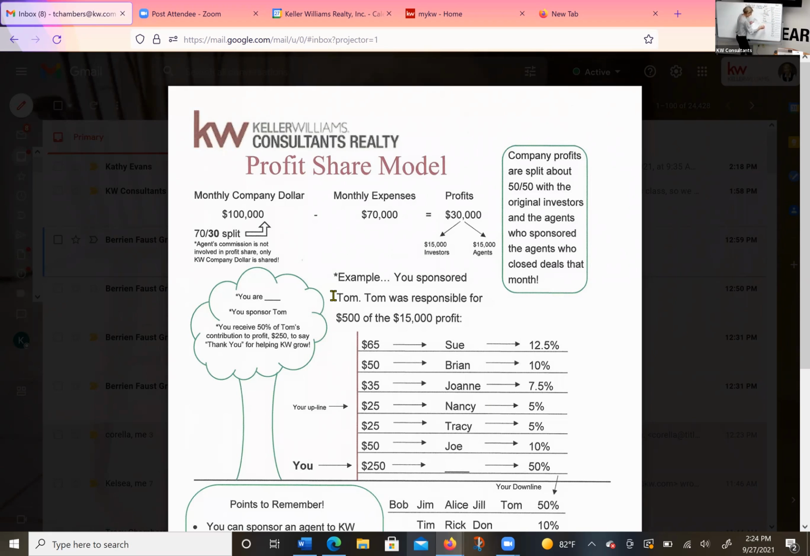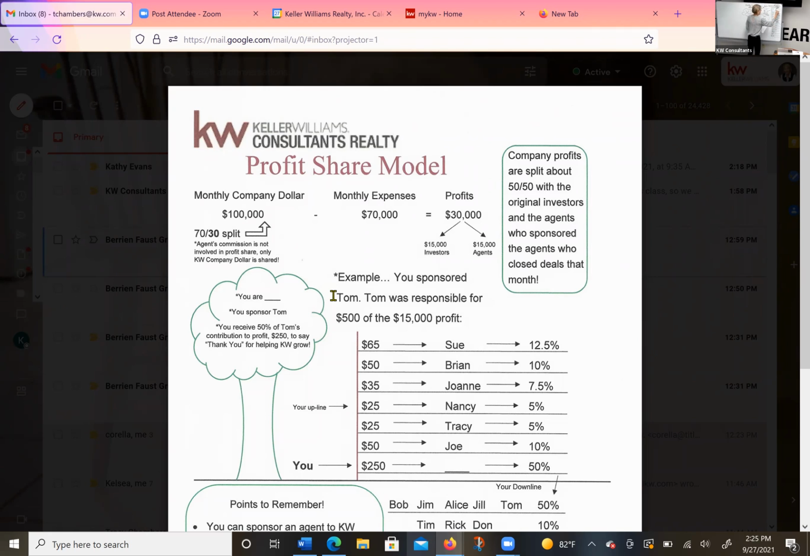Now, the minute Susie brings in somebody in her downline, like we said here, Susie sponsored Tom. So Tom comes into the company, any company, but let's just say he came into consultants, and he was part of the $15,000 of profit that came in for September that the agents get to split. Then the big computer in the sky figures out that Tom was worth $500 of the $15,000. Okay, so that $500 is going to be divided up. So Tom brings in $500, and Tom doesn't get the $500, but who does? Susie, everybody above. She brought him in. So Susie gets $250. Joe gets $50, $25, $25, $35, $50, and $65.